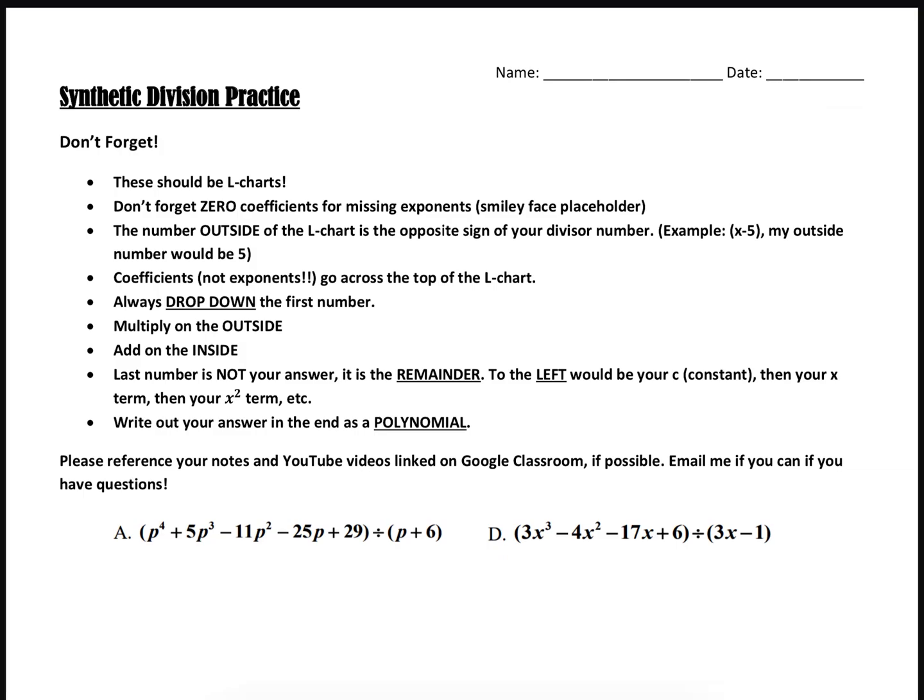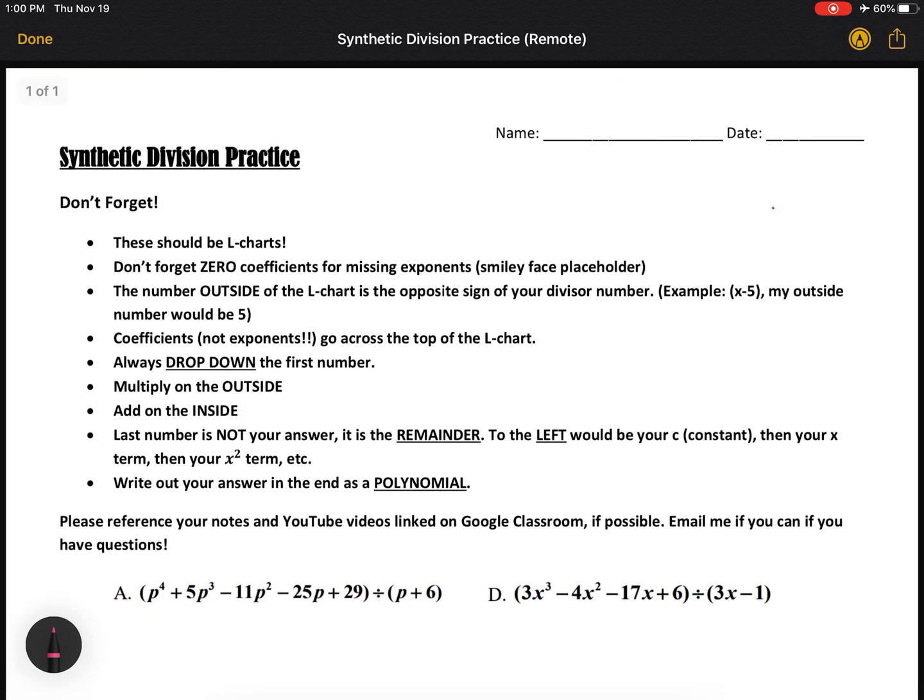Okay, so if we jump into synthetic division, this is the L chart stuff. So these should be L charts when you do them. And the first thing we're going to look for is we're going to see if we have all of our exponents and make sure they're going in descending order. So going in descending order, like 4, 3, 2, 1, 0, that kind of stuff, okay? And we want to make sure they're not missing any.